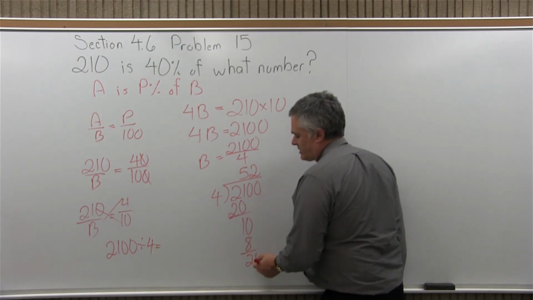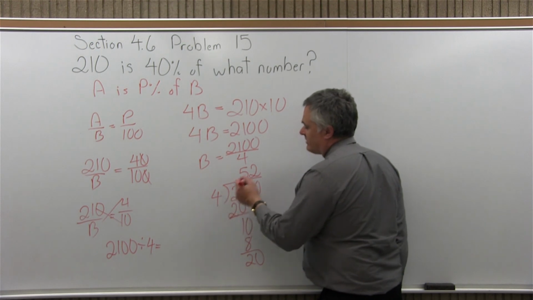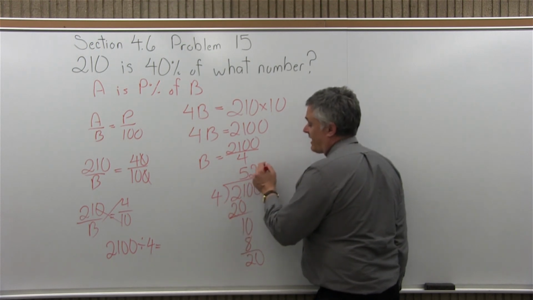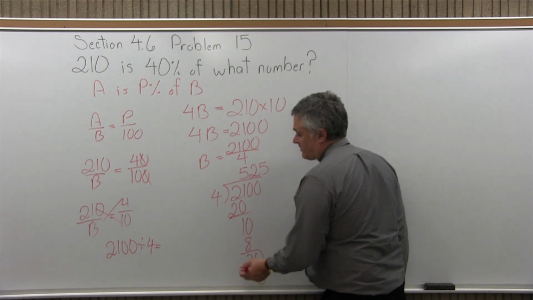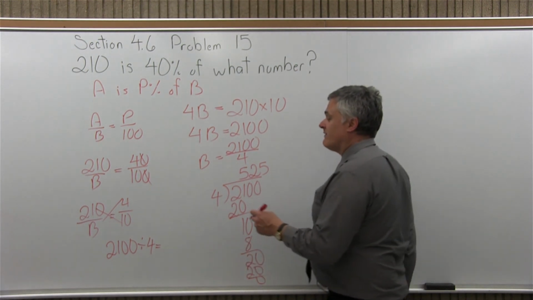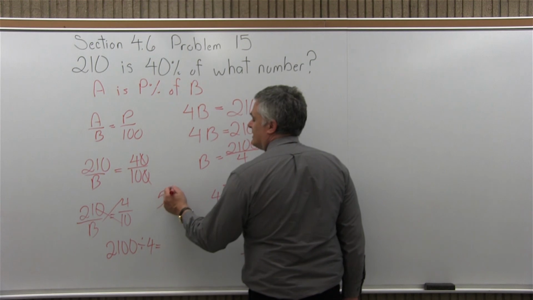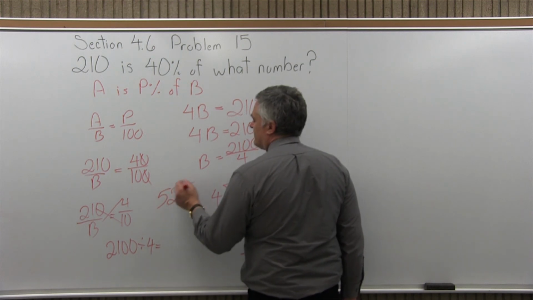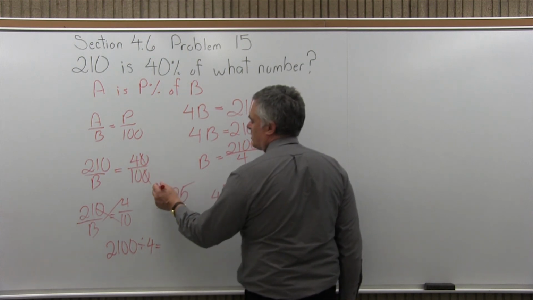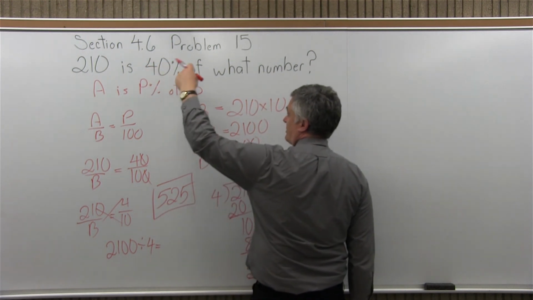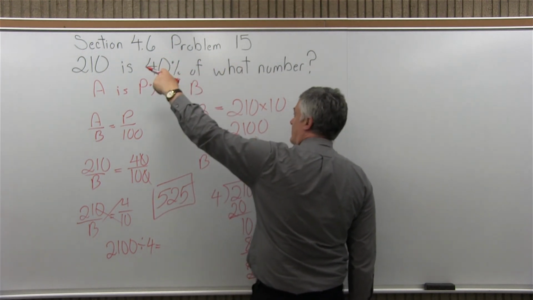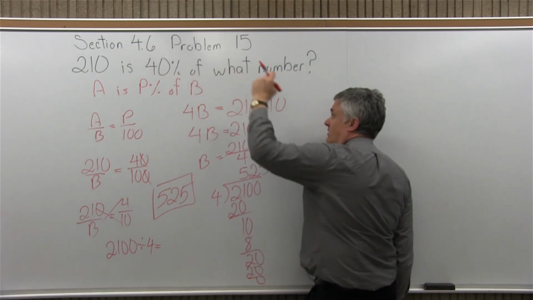Bring down the next digit, and I have a 20. That'll go in evenly. Something times 4 is 20. Well, times 5, exactly. 5 times 4 is 20. I subtract, no remainder. It fit perfectly. So 525 is the answer. And that's the same answer you would get if you reduced more or didn't reduce. It will come out to 525. And that's the answer. So 210 is 40% of what number? 210 is 40% of 525.